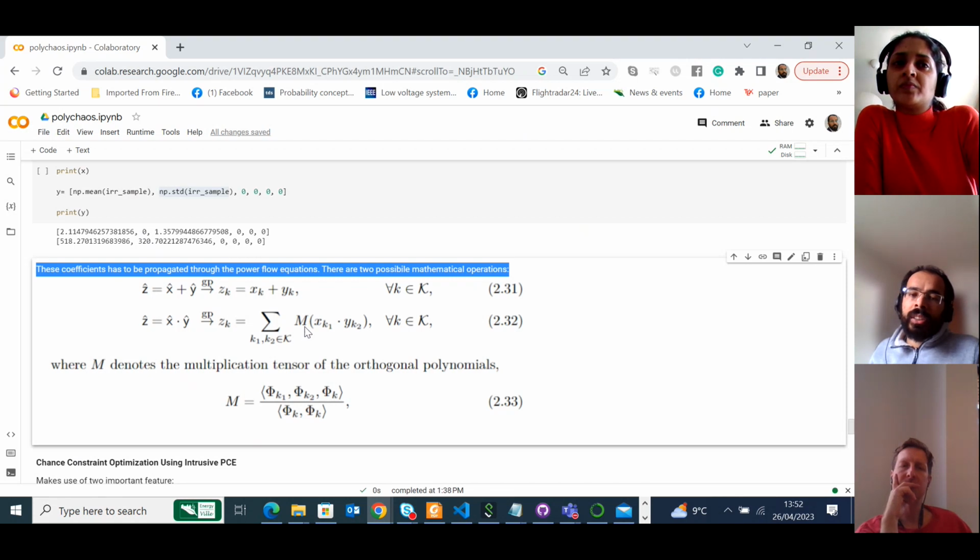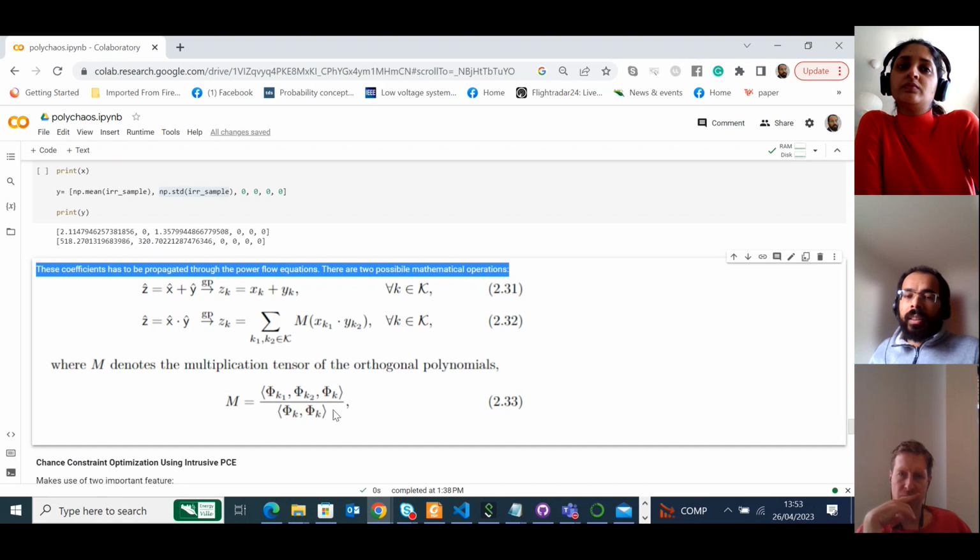But the good news is this m can be calculated beforehand when we know the joint distribution, the input distribution. We can calculate it like this. It's basically the inner product, and the inner product is some integral, or it can be defined in a different way. In this case, the inner product is the integral of some function dx, so it's an integral from minus 1 to 1 or something like that.